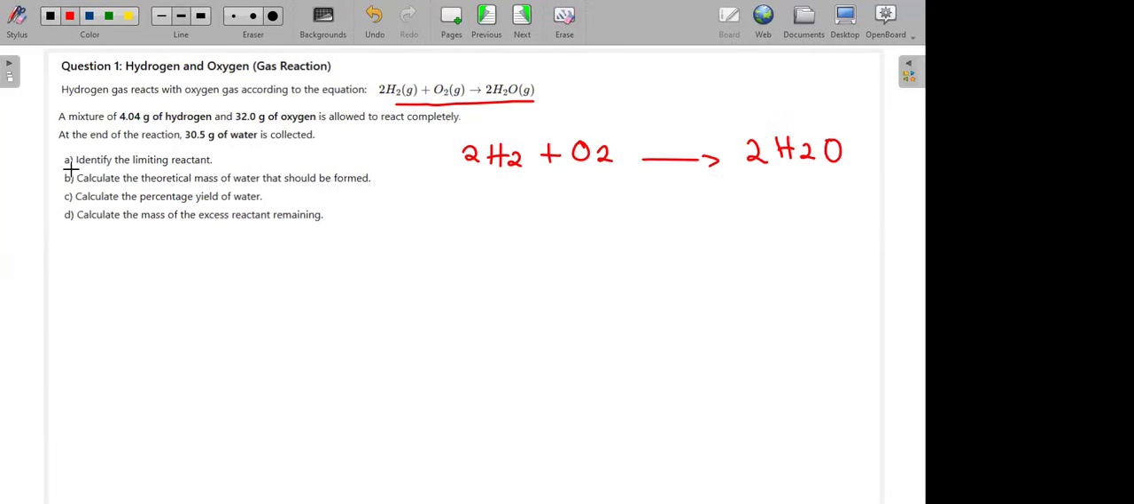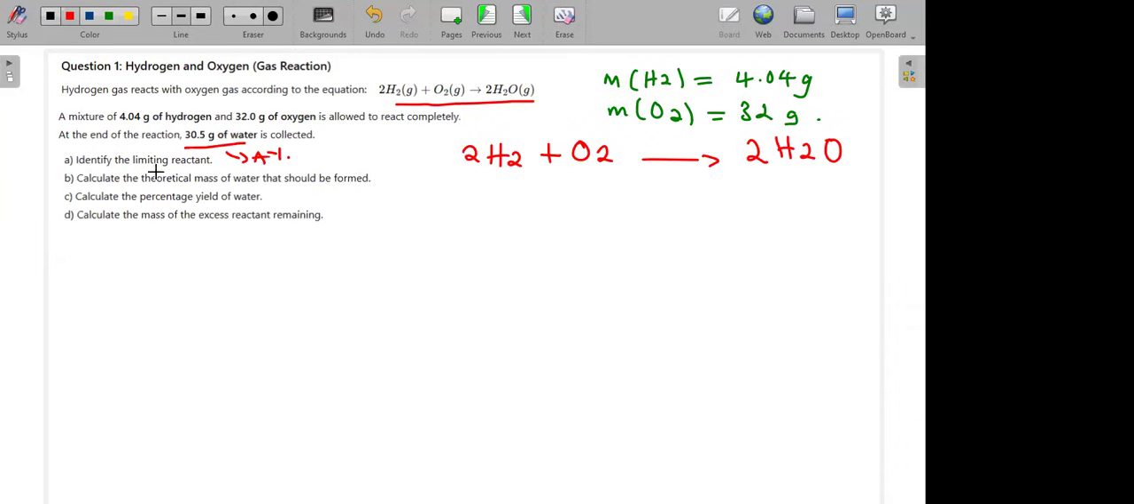So the first question here, they're saying identify the limiting reactant. So let's get the information that we've been given here. We've been given the mass of the hydrogen gas to be 4.04 grams. And then the mass of the oxygen gas has been given as 32 grams. And then they're saying after the reaction, the actual amount of water that was produced is 30.5 grams of water. So this here will be our actual yield.